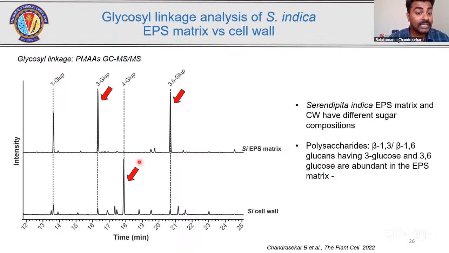We were able to see that their composition was distinct. In the cell wall, we got a very high concentration of 4-linked glucose, whereas in the EPS matrix, we got a very high concentration of 3-linked glucose and 3,6-linked glucose. So the 3- and 3,6-linked glucoses are the biomarker glycosidic sugars for beta 1,3 and 1,6 glucans, which indicates that the EPS matrix has a different composition than the cell wall, and that beta 1,3 and beta 1,6 glucans are very high in the EPS matrix of Serendipita indica.